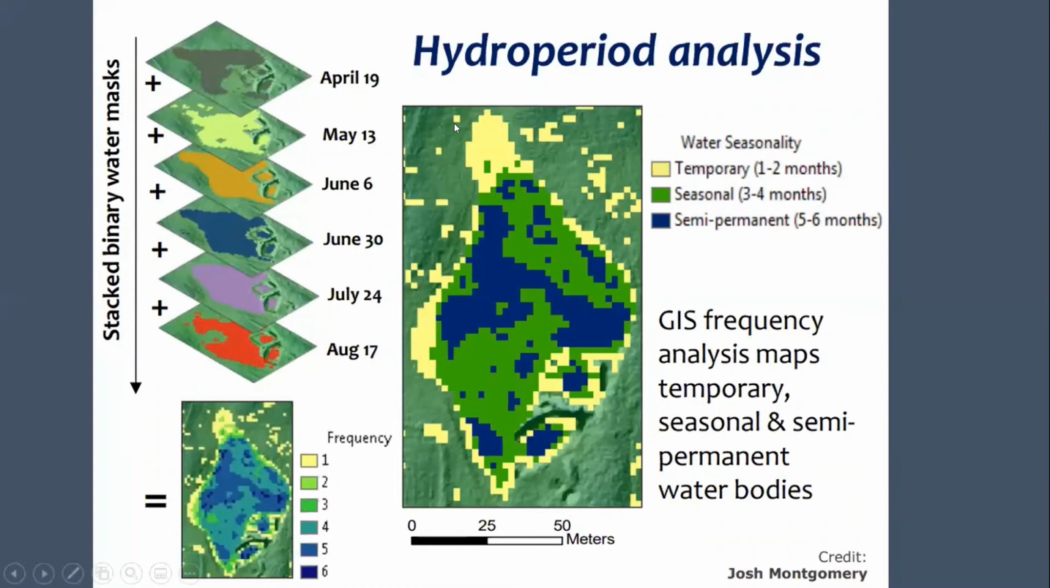Another concept of using remote sensing is that we can create hydroperiod analysis. So what is a hydroperiod analysis? Hydroperiod analysis is where we make a binary water mask of images from different time periods. Ultimately, we create a GIS frequency analysis map of temporary, seasonal, and semi-permanent water, just to monitor which are the permanent water bodies. So this is called a hydroperiod analysis map.